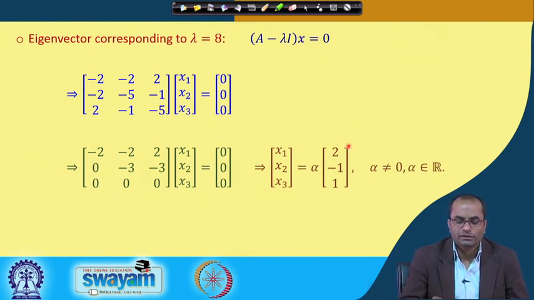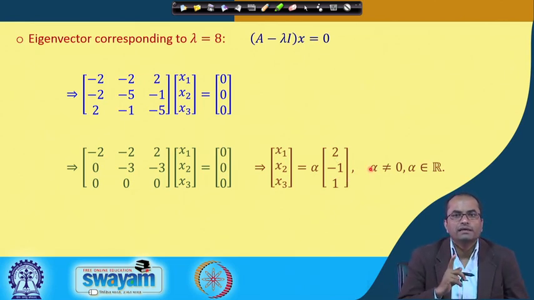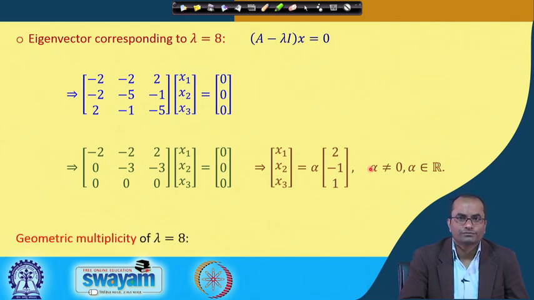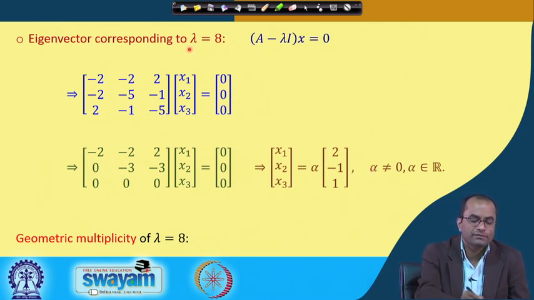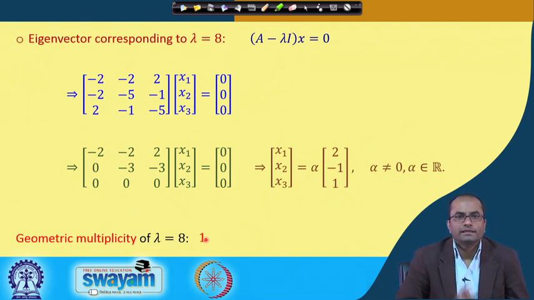Any other eigenvector which we get out of taking this value alpha is a dependent eigenvector on this one, 2 minus 1 1. So, in this case we got only one linearly independent eigenvector, and therefore we say that the geometric multiplicity, that is the number of linearly independent eigenvectors corresponding to a given eigenvalue, here lambda equal to 8, is 1. So, here that is the number of linearly independent eigenvectors.